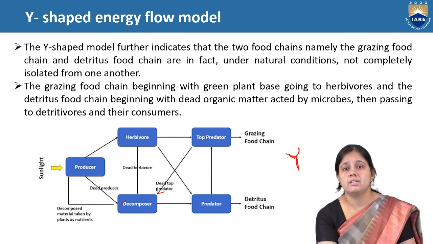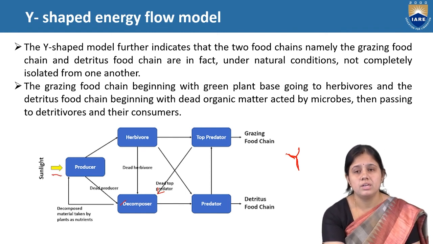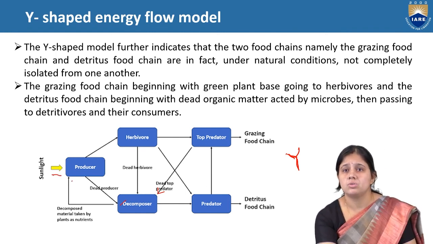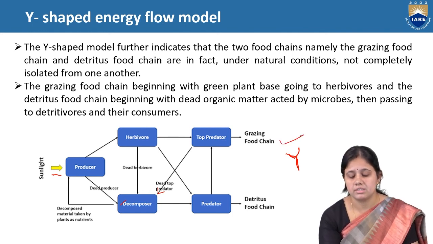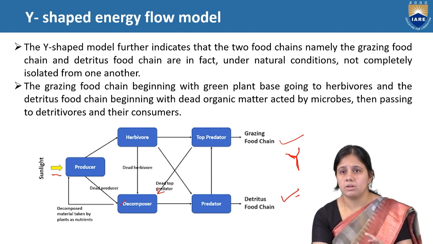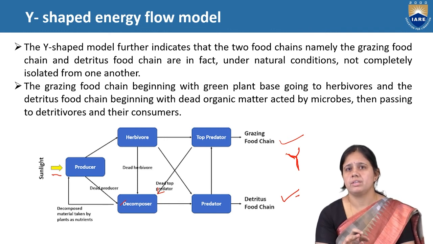Here again, we can see that decomposed material is taken up by the plant as nutrient. Then the producer uses sunlight to make its food, and then it is made available to the herbivores, then the top carnivores. The first one is the grazing food chain, the second one is the detritus food chain, and both food chains are interconnected with each other. So this flow of energy is called the Y-shaped energy flow model. It indicates the two food chains, in the natural condition of an ecosystem, are not isolated from each other.